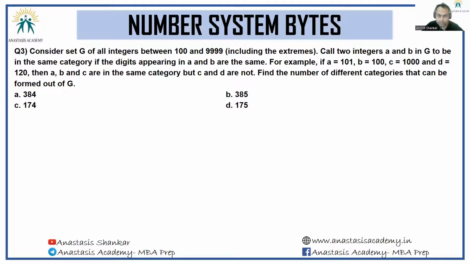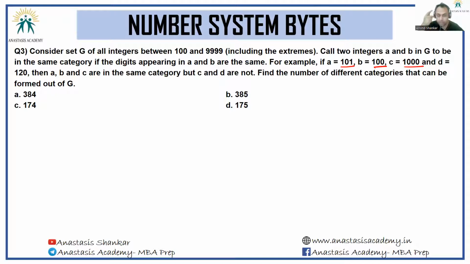Next, consider set G of all integers between 100 and 9998, including the extremes. Call two integers A and B in G to be in the same category if digits appearing in A and B are the same. For example, if A is equal to 101, B is equal to 100, C is equal to 1000 and D is equal to 120, then A, B, C are in the same category, but C and D are not. Okay. A, B, C are in the same category because the digits used to make A, B, and C are the same two digits, 0 and 1, always.